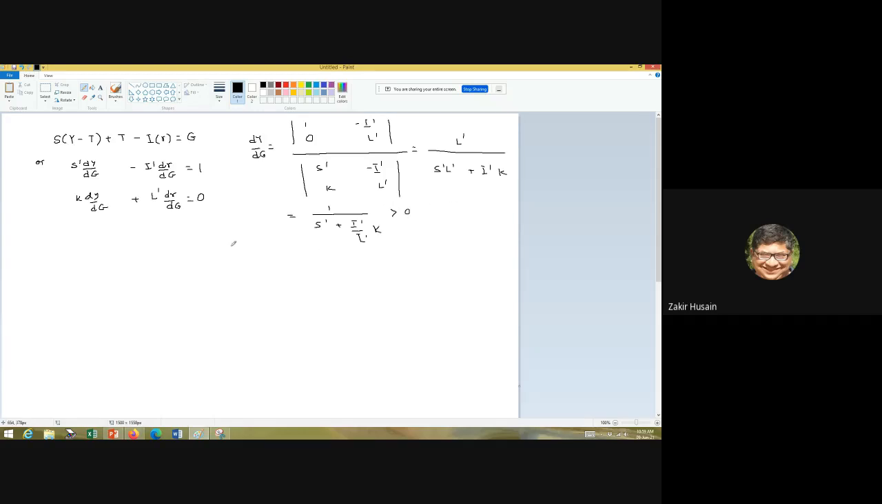So this is 1 by S prime. In the classical case, L prime is 0, which means this will be 0. So dy/dg is equal to 0. In the Keynesian liquidity trap, L prime is infinite. So dy/dg is the maximum, which is equal to 1 by S prime. So this is the simple Keynesian multiplier. Okay, dr/dg you can find out.